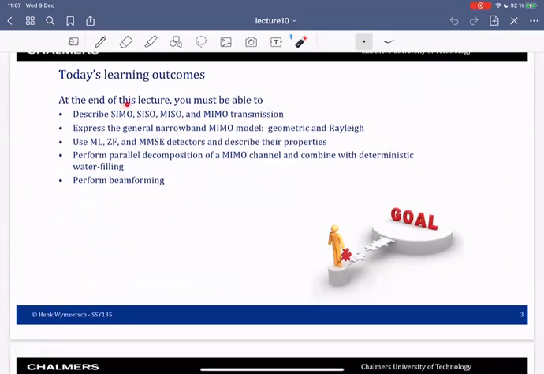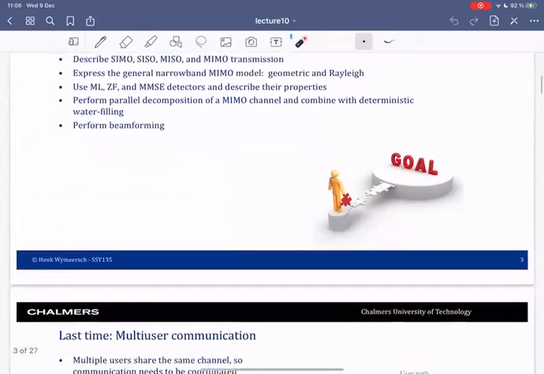You should be able to describe SIMO, SISO, MISO, and MIMO transmission. So these stand for single input, multiple output, single input, single output, and so forth. You should be able to describe and express the general narrowband model, both geometric and Rayleigh fading. You should be able to describe and utilize different detectors for MIMO communication, and then finally apply singular value decomposition to decompose a MIMO channel and then use it to communicate over that channel, and finally perform beamforming.